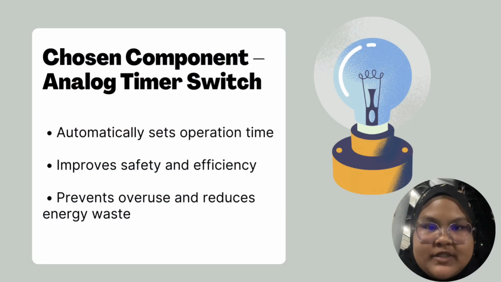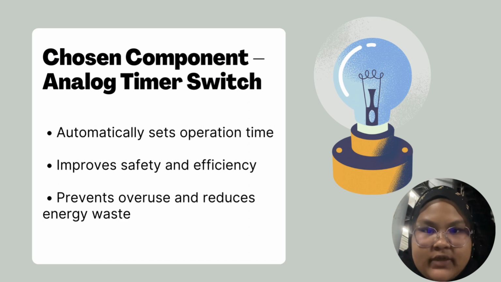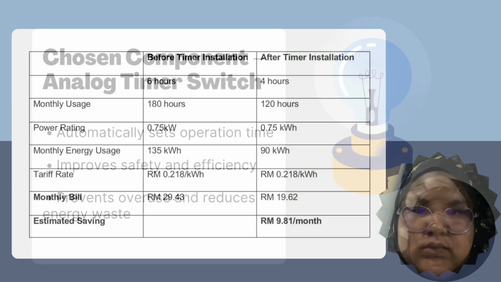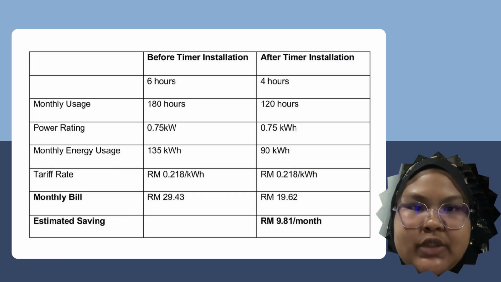To improve the efficiency of the water distiller, we selected an analog time switch. This device allows users to set a daily schedule so the distiller only runs when needed. This helps to save energy, prevents overheating, and makes the process safer and more convenient. By using the timer, we reduce operation time from 6 to 4 hours per day.